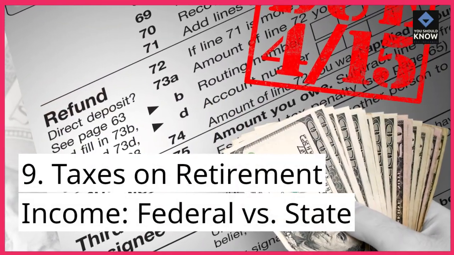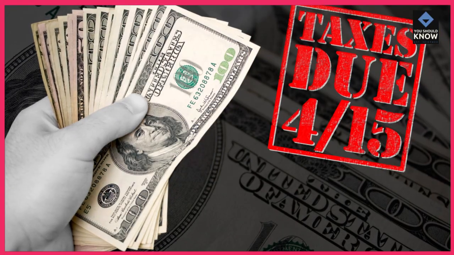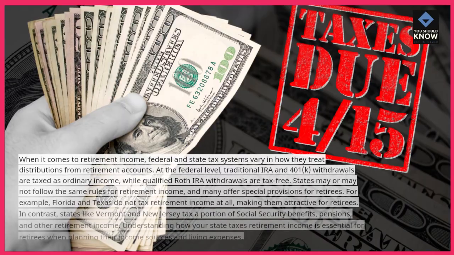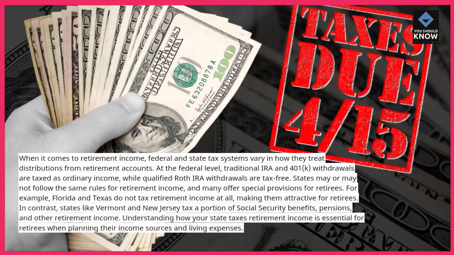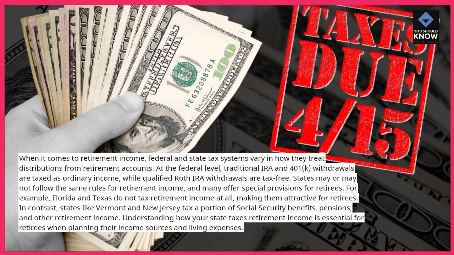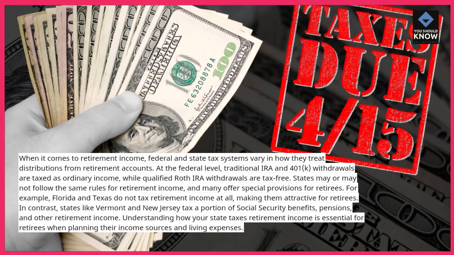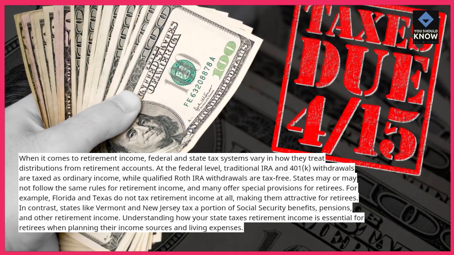9. Taxes on retirement income, federal versus state. When it comes to retirement income, federal and state tax systems vary in how they treat distributions from retirement accounts. At the federal level, traditional IRA and 401k withdrawals are taxed as ordinary income, while qualified Roth IRA withdrawals are tax-free. States may or may not follow the same rules for retirement income, and many offer special provisions for retirees.